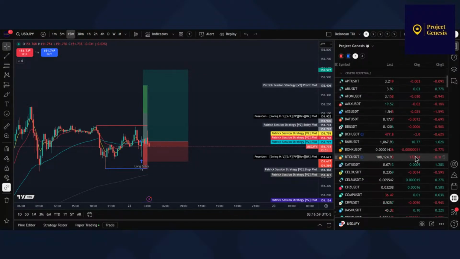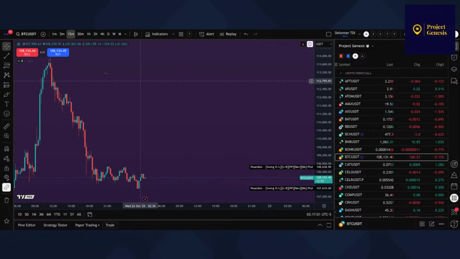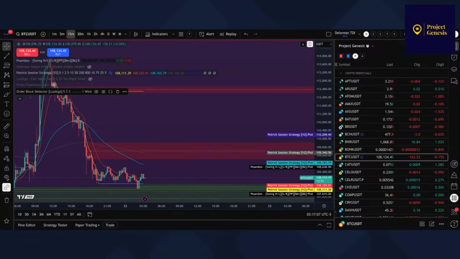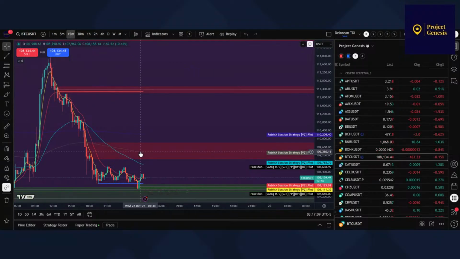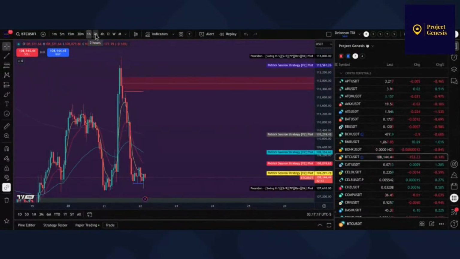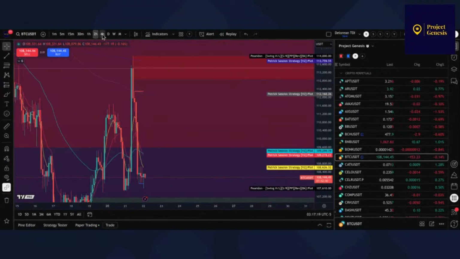It appears I was right earlier with Bitcoin basically being stuck in price near the bottom of the Asian range. You turn on the order blocks, you can see it keeps bouncing between buy and sell order blocks. And if you go up in time frame, you see it on every time frame. So price is definitely stuck.